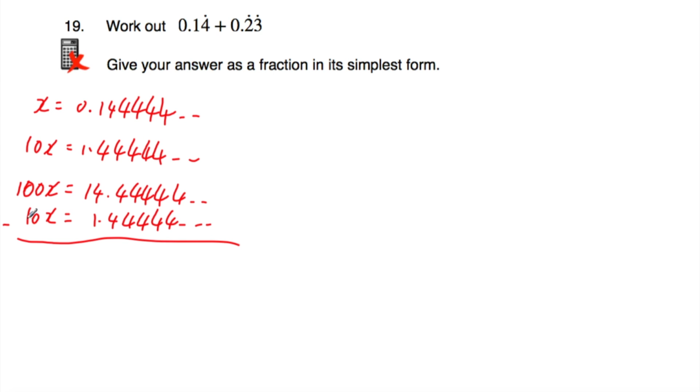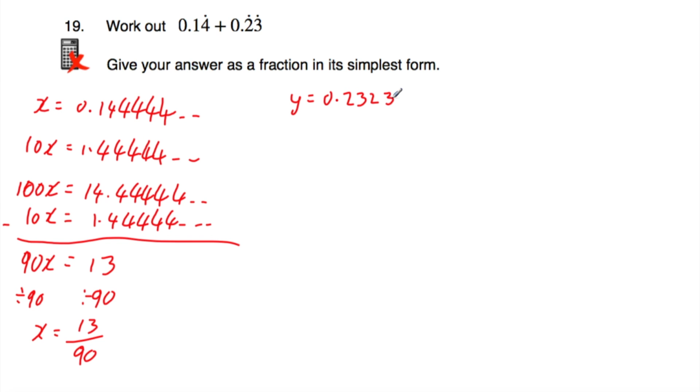So we've got 100x, take away 10x, that's 90x. And on the right hand side we had 14.4444. We've got 1.4444. If we take them away, we're left with 13. So if we then divide by 90 and divide by 90, we get that x is equal to 13/90ths. So that's what x is. So let's have a look at the other decimal number. Let's call this y. So y is equal to 0.232323 and so on.